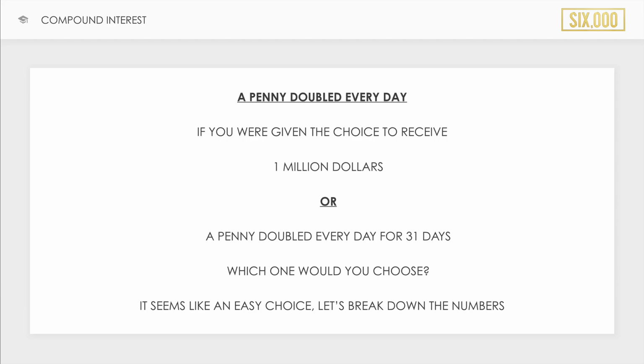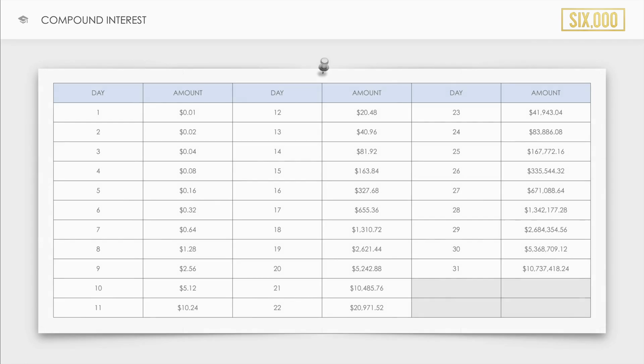And what I'm going to do is break down the numbers. We're just crunching the numbers today. We start off with day 1. We have 1 cent or a penny. Day 2, it doubles. We now have 2 cents. Then day 3, it doubles again.